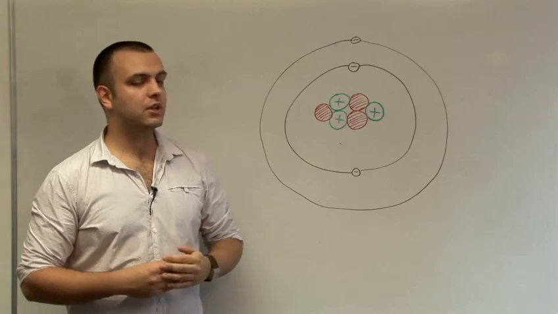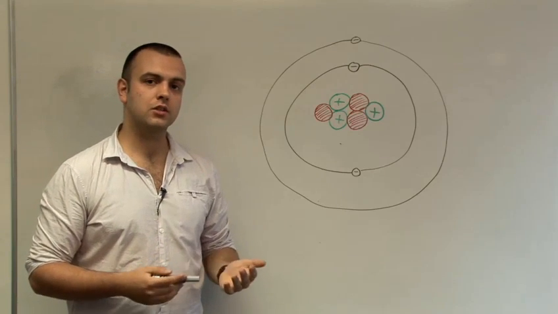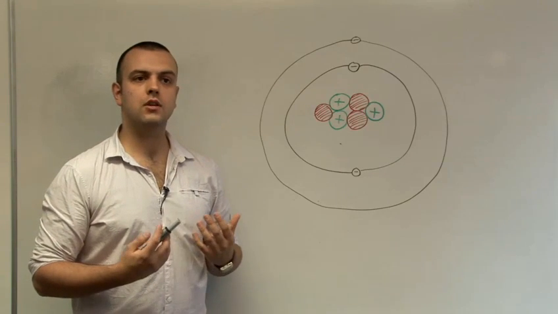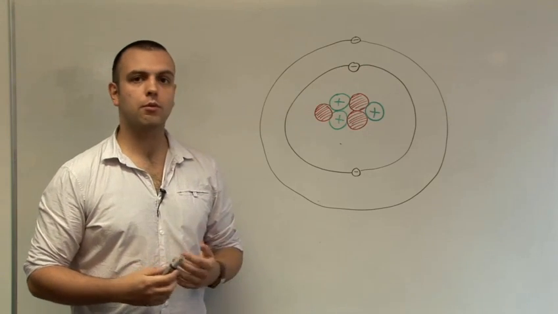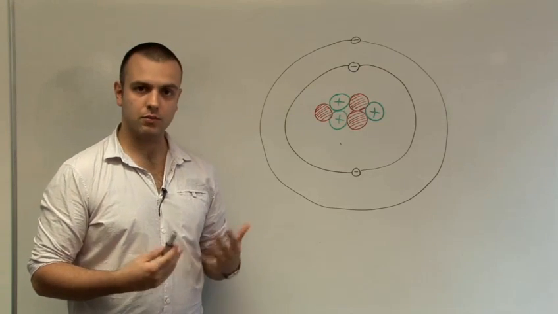The electrons that are orbiting in the outermost layer are called valence electrons. These are the ones that determine the chemical properties of the atom. They're the ones that are responsible for forming bonds with other atoms to make molecules.